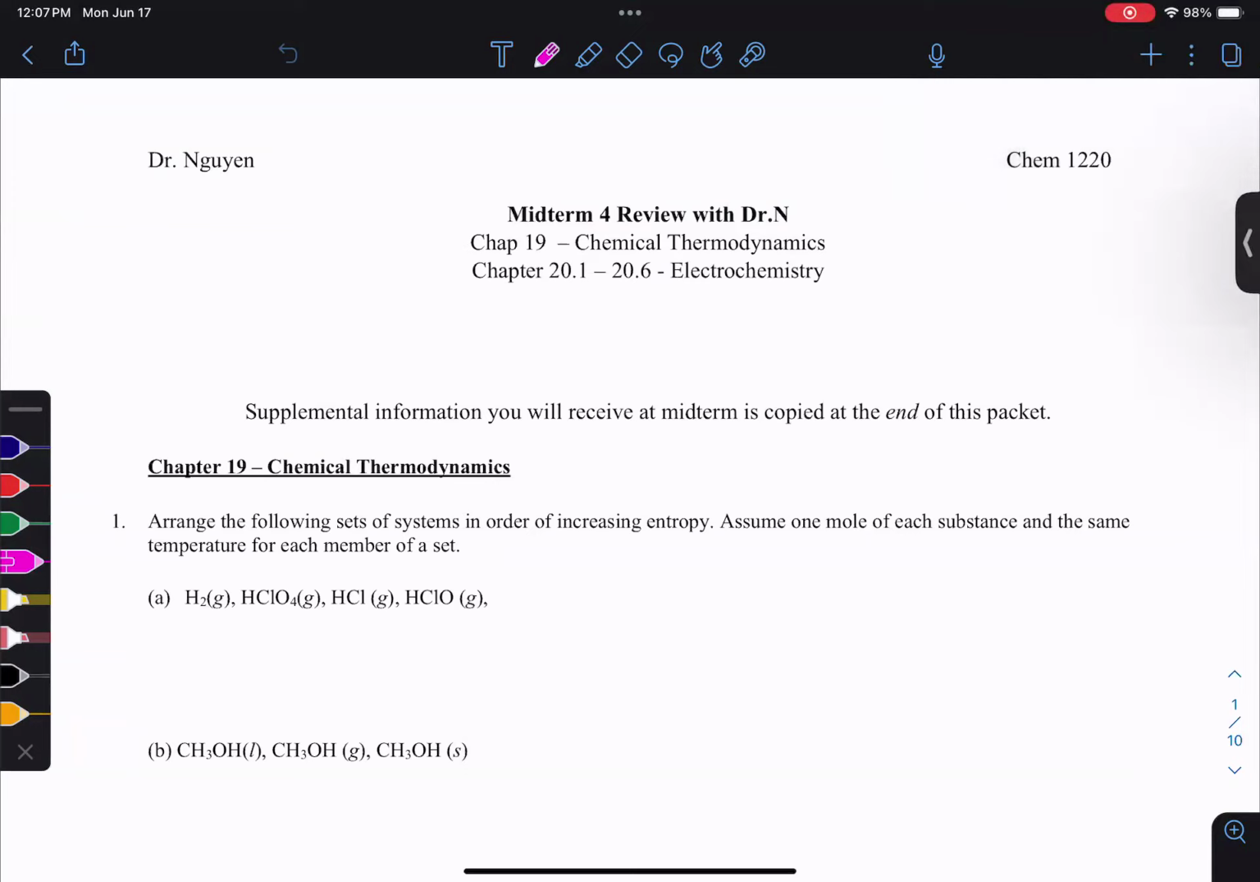So remember that this is our last midterm exam. It's one of the easier ones. It covers all of chapter 19 and then up until what we covered today in chapter 20. So just up until the Nernst equation, delta G, E, K, all of that.